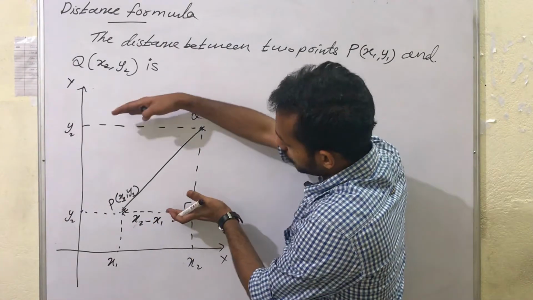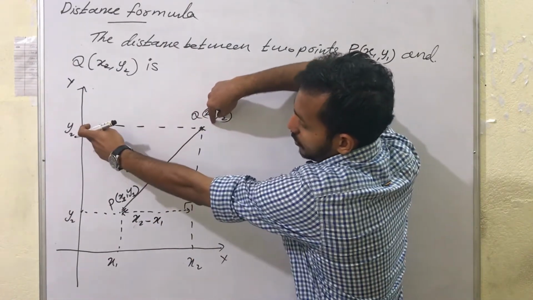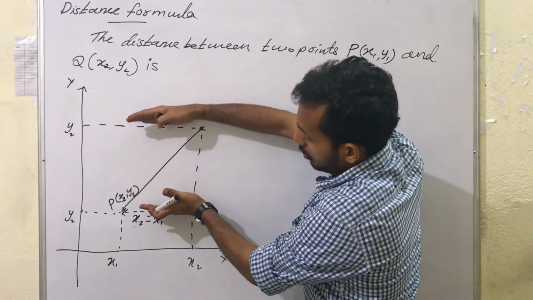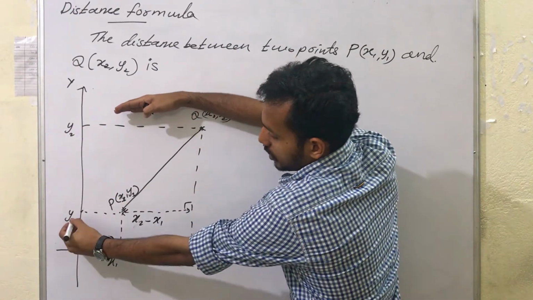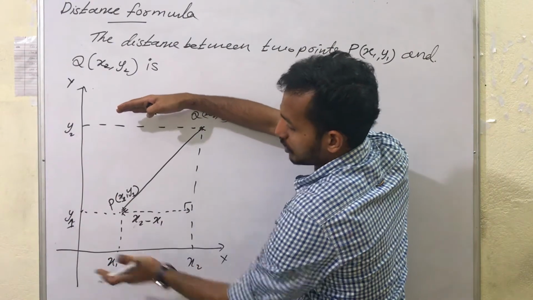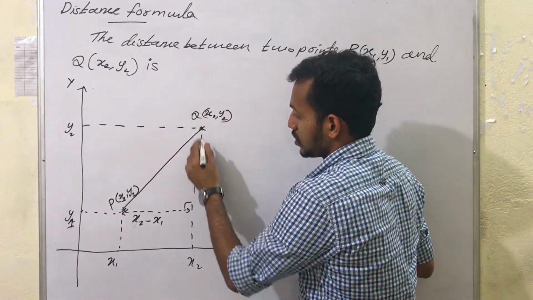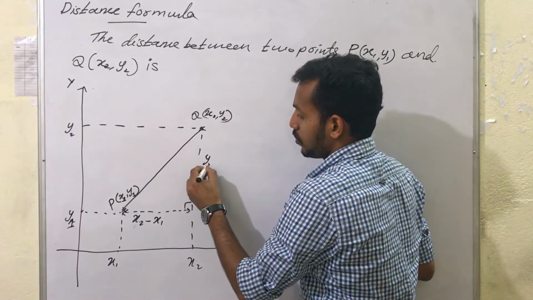Similarly, here up to here the value is y2, and here it is y1. Sorry, this is y1. So y2 minus y1 we will get this distance.